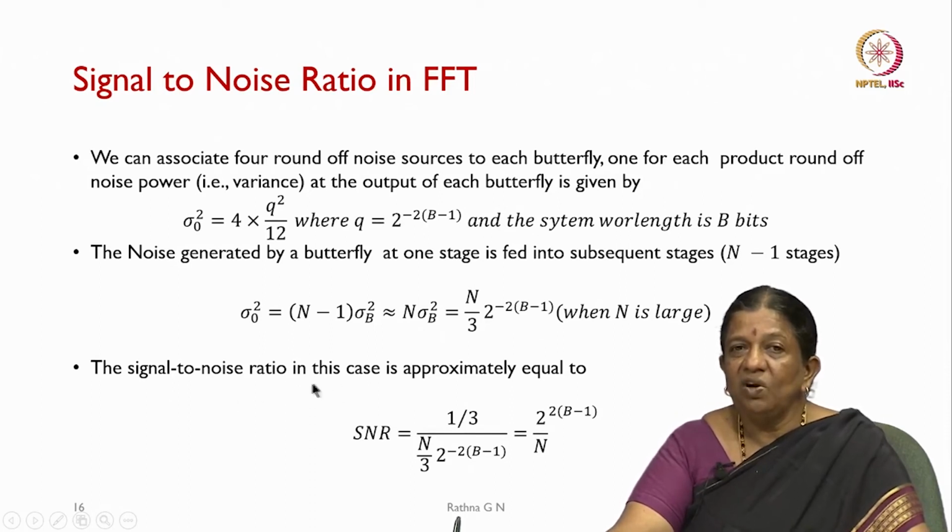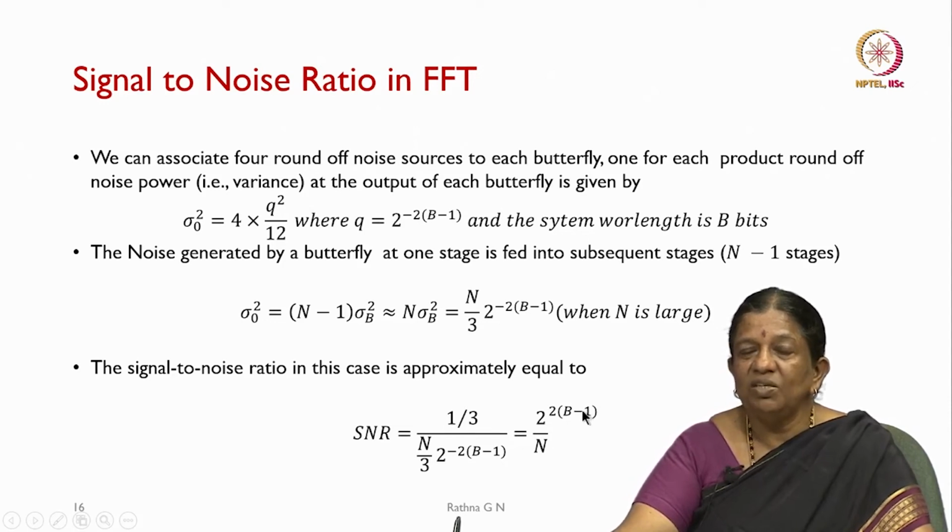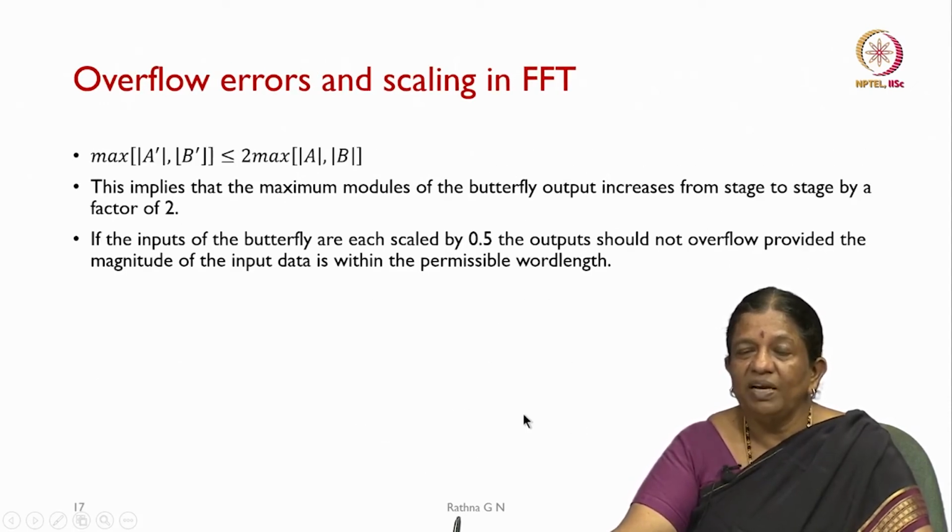And then we have signal to noise ratio, which in this case is approximately given by this equation, that is 2 by n to the power of 2b minus 1. So, the signal to noise ratio is inversely proportional to n and directly proportional to the number of bits. As you can see, n is in the denominator and b is in the numerator. So, that is how by increasing 1 bit you can nullify whatever signal to noise ratio you want to get. So, we said that overflow errors and scaling in FFT have to be handled.